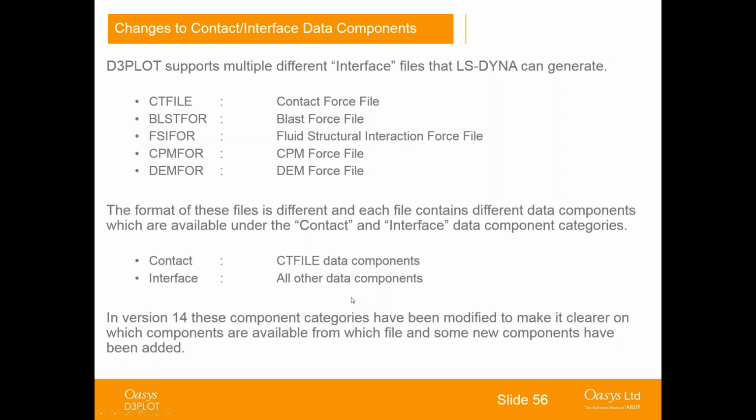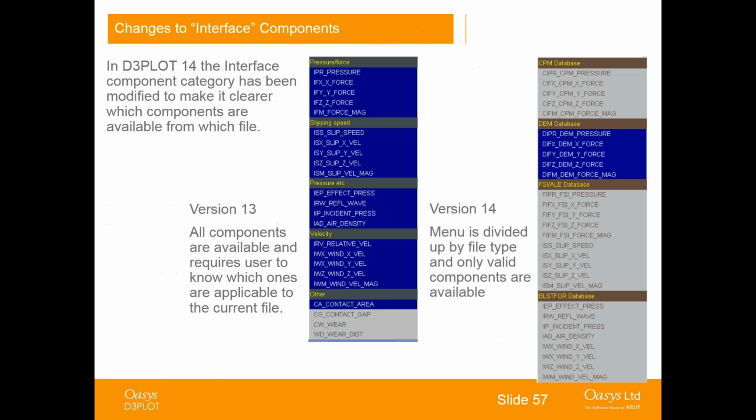In version 14, these component categories have been modified to make it clearer which components are available from which file, and some new components have been added. That's probably better explained in this slide. In version 13, all of the components were available, so the user was required to know which ones are applicable. In version 14, the menu is divided by file type, and only the valid components are available.